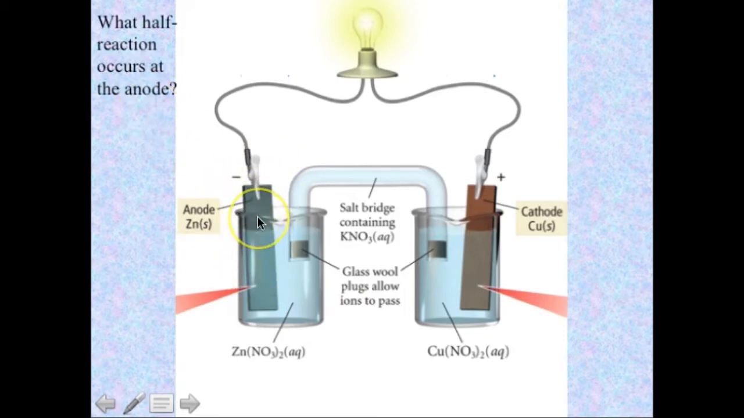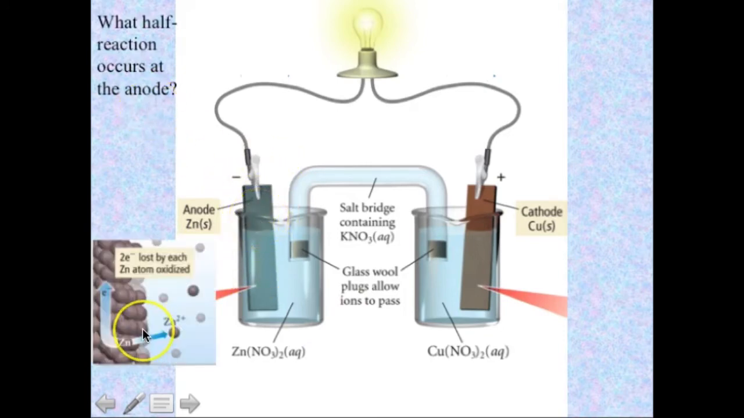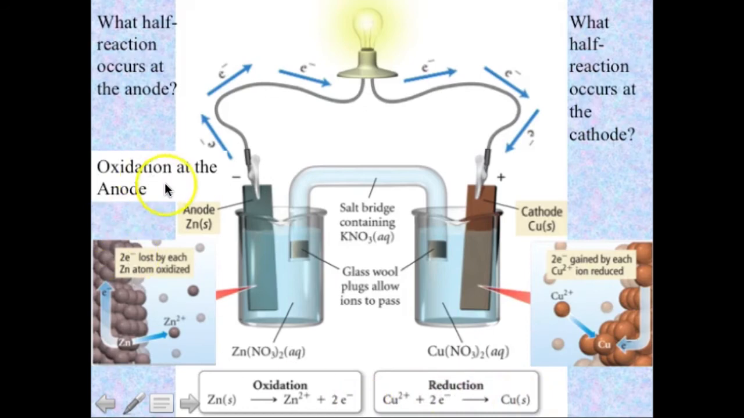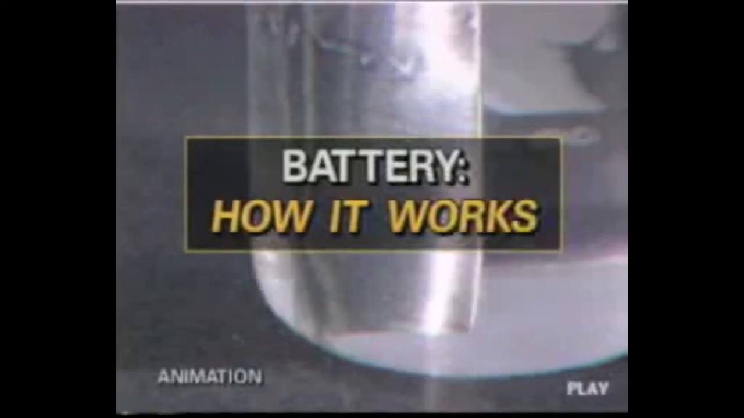This is called the anode, where oxidation occurs. Zinc metal is losing 2 electrons to become zinc ion. And the half reaction is zinc solid yields zinc ion plus 2 electrons. Meanwhile, reduction is happening at the cathode, where copper ions are gaining 2 electrons to become copper metal. The reaction is copper ions plus 2 electrons yields copper metal. Oxidation occurs at the anode. Reduction occurs at the cathode.